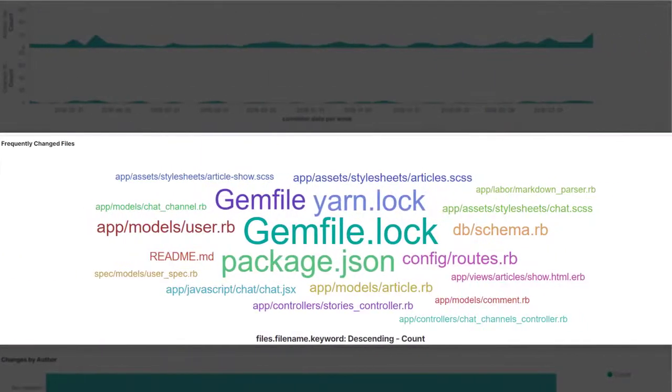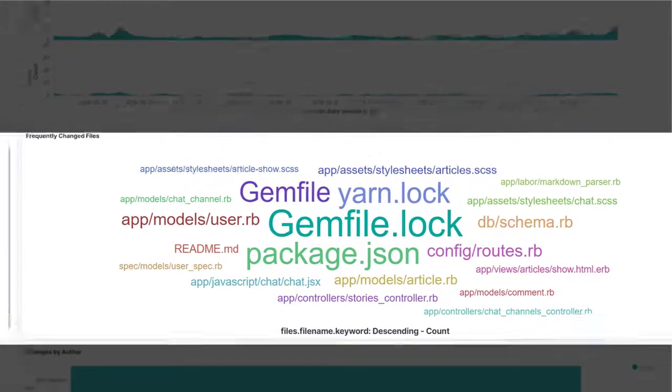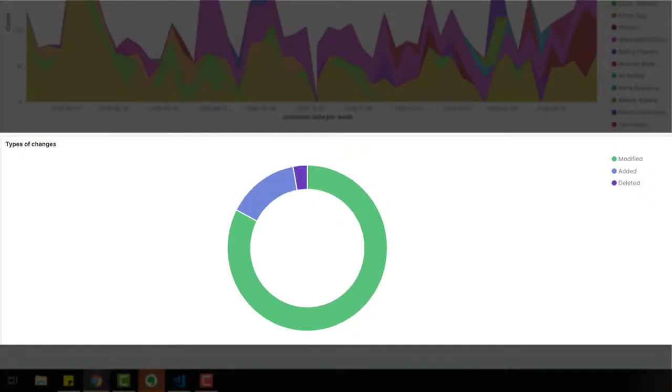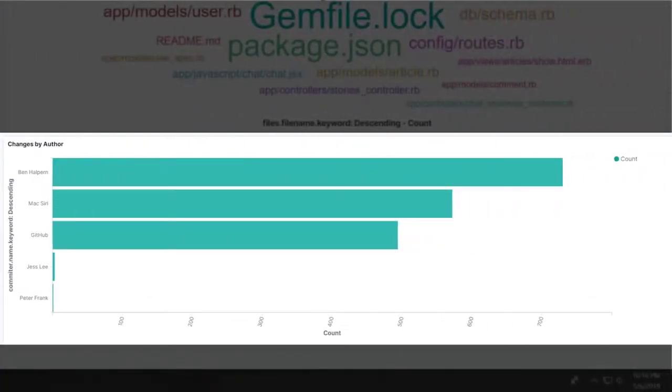Next up is the frequently changed files, which is basically just a tag cloud showing you which files were modified the most. As you can see, we've got some pretty boring, mundane files showing up as the ones most commonly updated, which is not a big surprise. Next up is type of changes. No big surprise there. Modifications are much more common than added files, and deleted files are most rare. And finally, I've just got a count here of the total number of changes by author.